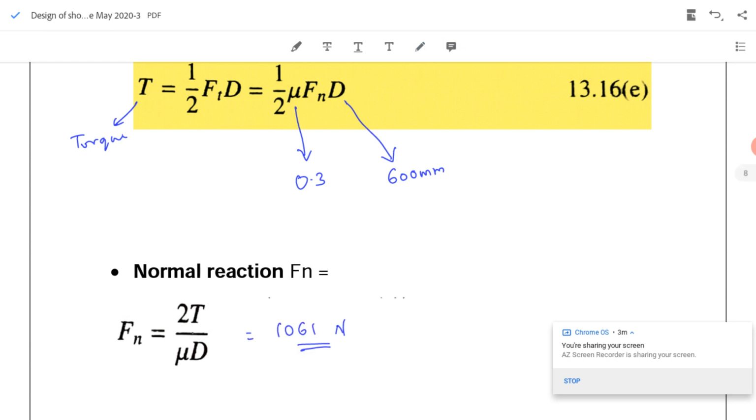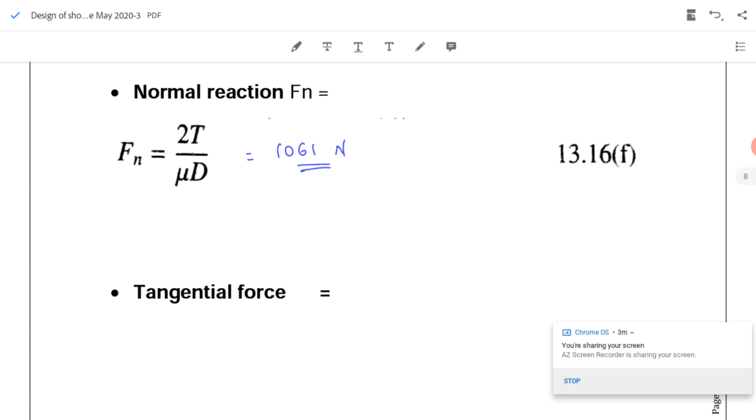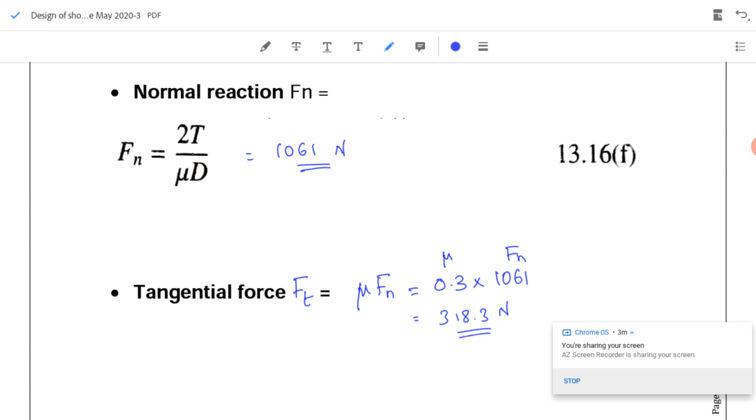Then we can find Ft. Ft is the tangential force. Ft equal to mu Fn, with mu equal to 0.3, multiplied by 1061, that is Fn. We'll get that value equal to 318.3 newtons. So I got the value of Fn and Ft.